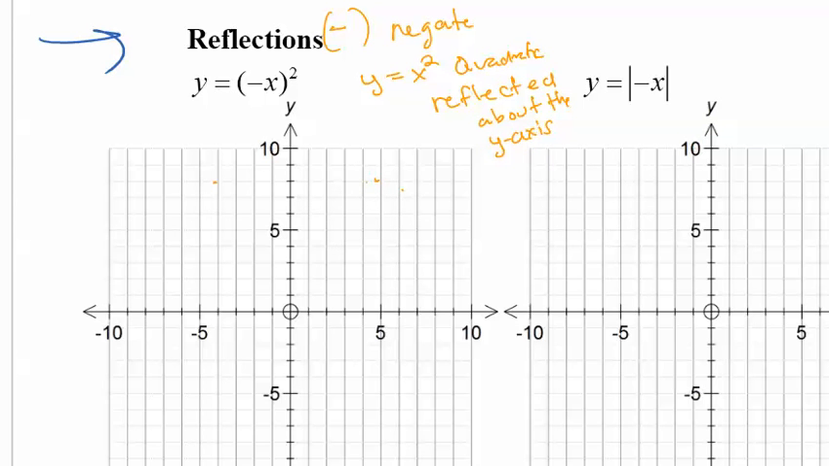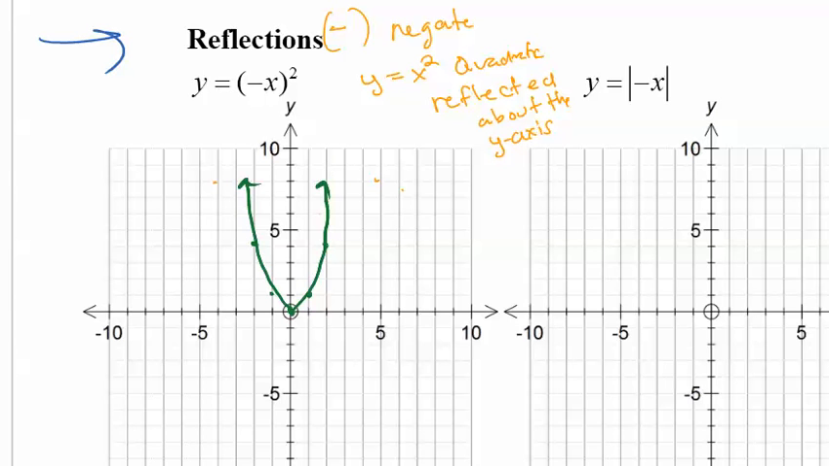All right, so let's graph our parent function. So parabola again. All right, so then let's draw our parabola here. Now what we're going to do is apply the transformation. The transformation tells us to reflect it about the y-axis.